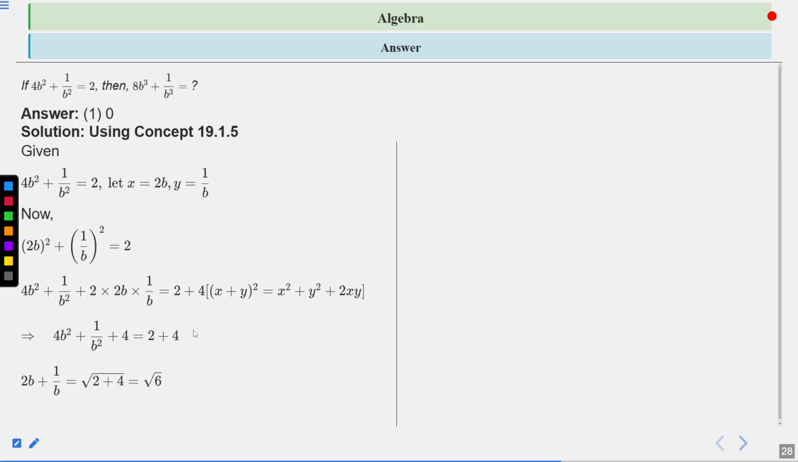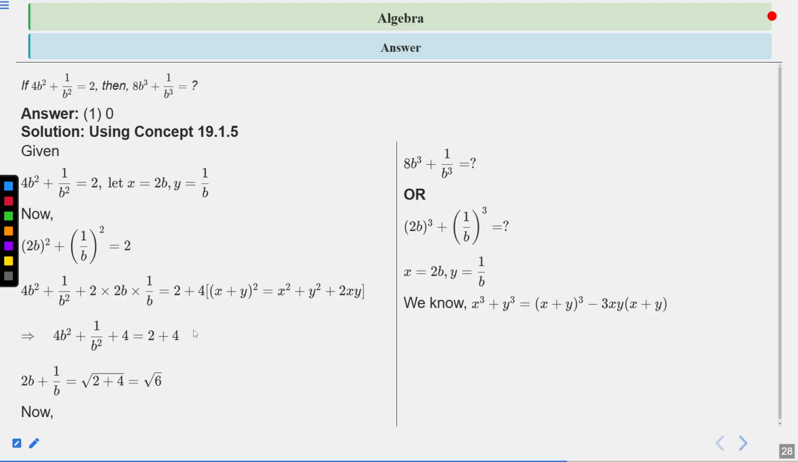Now we need to calculate 8b cube plus 1 upon b cube. We have the value of 2b plus 1 upon b, which is under root 6, so we can cube it. Or we can say 2b to the power 3 plus 1 upon b to the power 3. So we let x equal 2b and y equal 1 upon b. We know that x cube plus y cube equals x plus y whole cube minus 3 times x into y into x plus y.